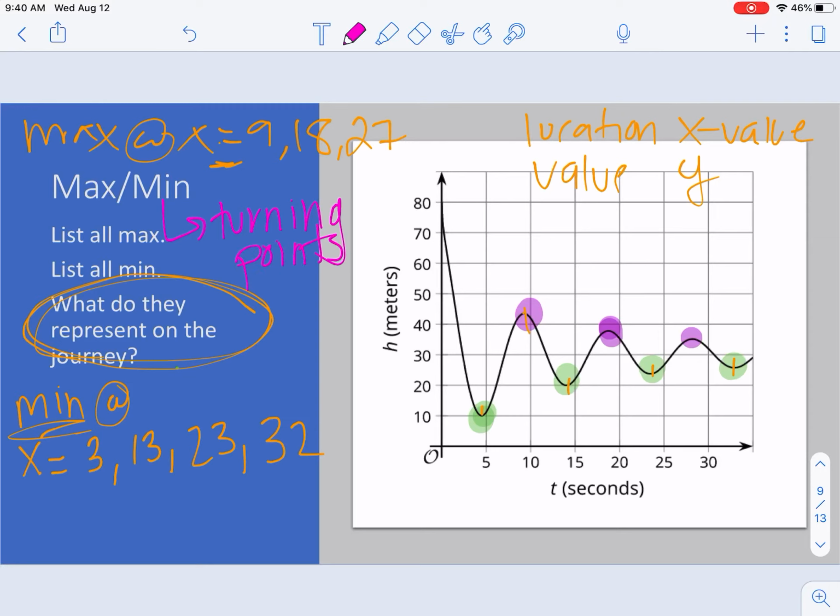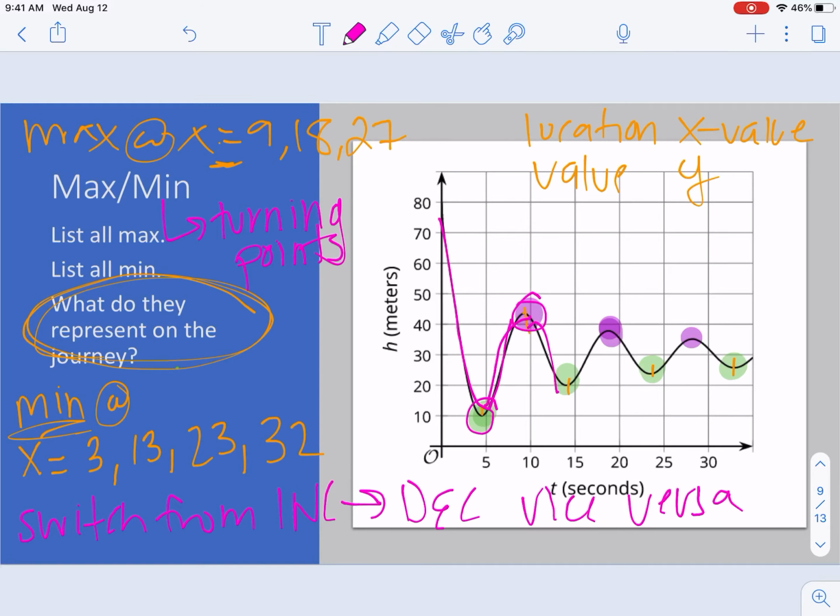And that's because it's the spot where it turns from increasing to decreasing. So when you switch from increasing to decreasing, or vice versa, that's when you're going to have a max or a min. That switch from increasing to decreasing, that's the switch here. That's going to be a maximum. If I switch from decreasing to increasing, the switch was here, that was a minimum. So that's what we're talking about there.